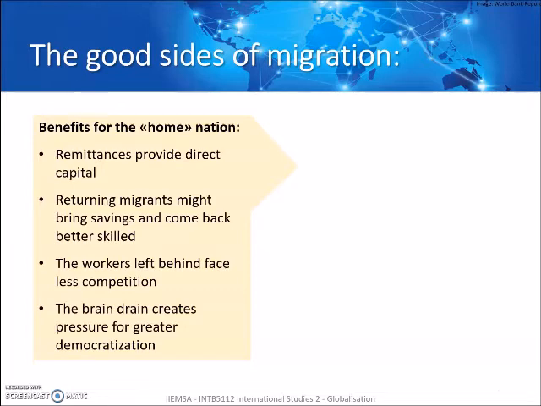Obviously, a very big advantage of migration for the home country are the remittances that are sent back home and that provide direct capital. Another positive factor can be that returning migrants might bring back savings, they might come back better skilled, and they might be able to actually bring all of that back into their home countries. Another potential benefit is that the workers that are left actually face less competition, right? So this can sort of be an advantage of brain drain because your best people leave. The people that are left behind actually face less unemployment, face less competition amongst each other, right? So that can, on an individual level, be an advantage as well.